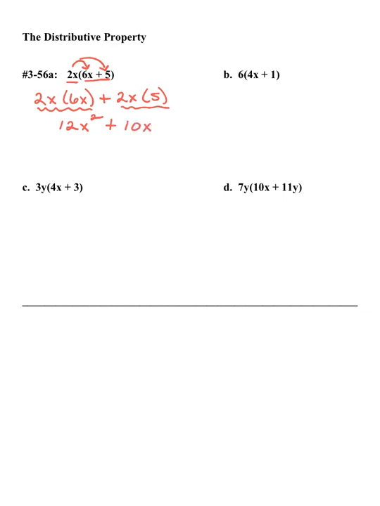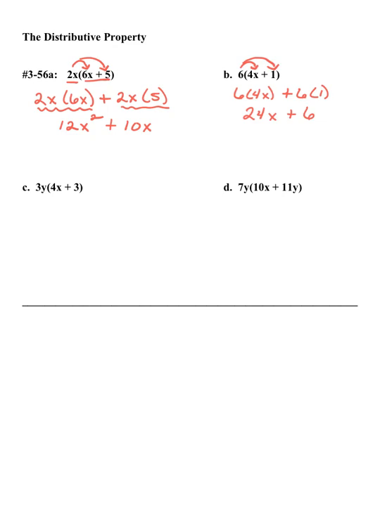Let's try that again over here. 6 times 4x and 6 times the 1. That would help us distribute that 6 through the parentheses. And then we'll simplify. 6 times 4x is a 24x plus 6 times 1, which is 6. And again, like I said, if you still want to use those generic rectangles, you absolutely can.